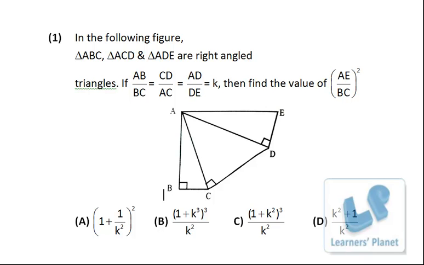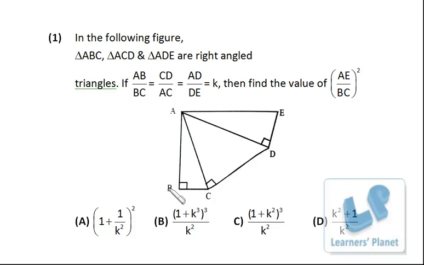Now let's take this problem. In the following figure, ABC, ACD, ADE are right angle triangles. If AB by BC is equal to CD by AC is equal to AD by DE is equal to K, then find the value of (AE by BC) whole square.